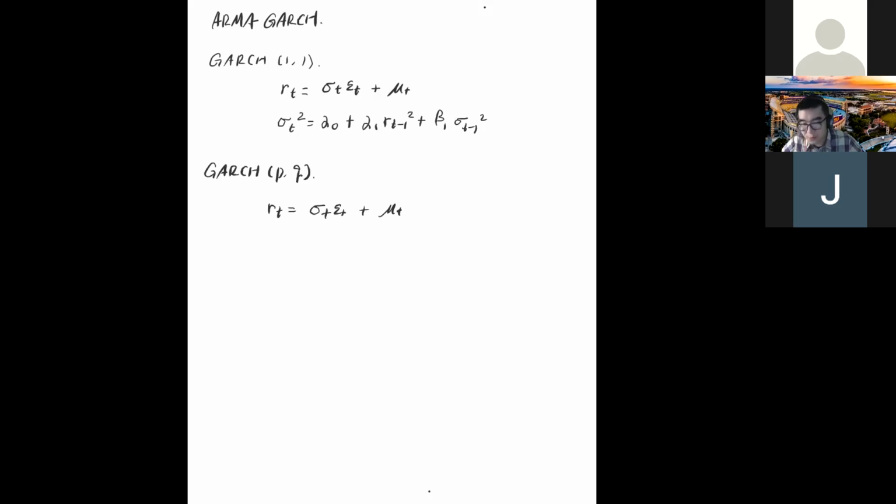For the GARCH(p,q) model, similar to the ARCH model, there's no difference in the main equation. The return is always written as mu_t plus sigma_t epsilon_t. The difference is the second equation. This is a little different from the ARIMA model, where we include some AR part and MA part in the main equation. But in this GARCH model, we do not do anything in the main equation. All the changes happen in the second equation.